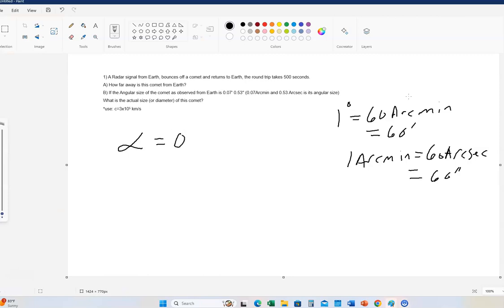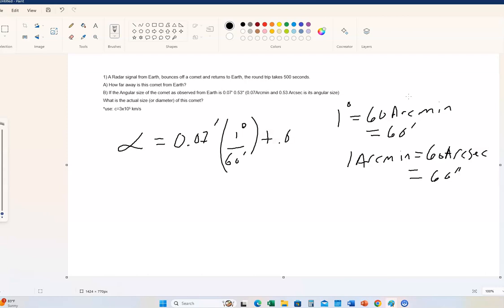We know that it's 0.07. A single hash mark means arc minutes, and we know that there are 60 arc minutes in 1 degree. We need these to be in degrees. We need alpha to be in degrees.